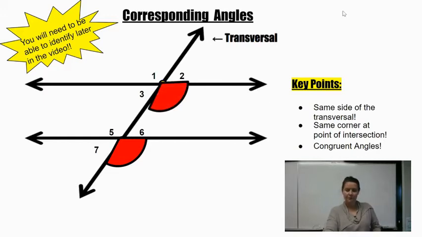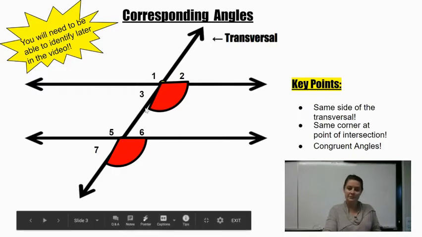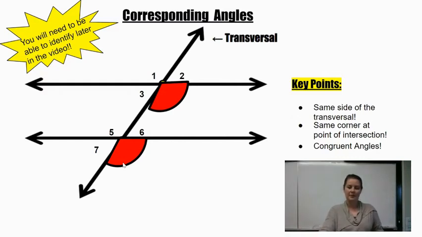It is number 4 because it is at the bottom right at this point of intersection, the exact same spot. If you put this point of intersection on top, those would be in the same spot, right? So they're on the same side of the transversal, they're to the right, and in the same corner. They're in the bottom right.